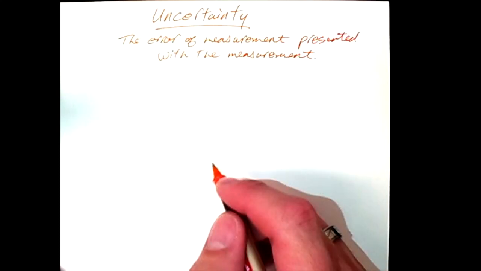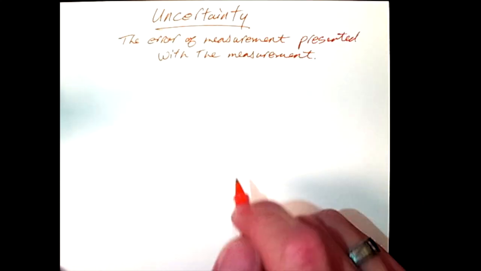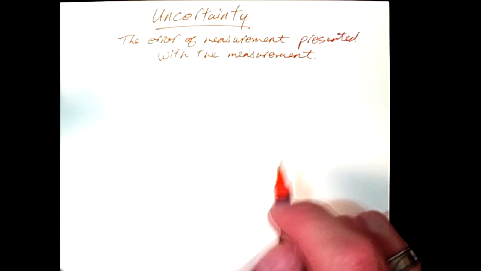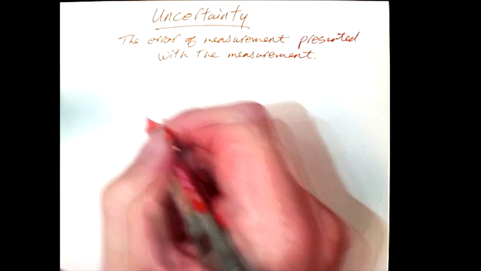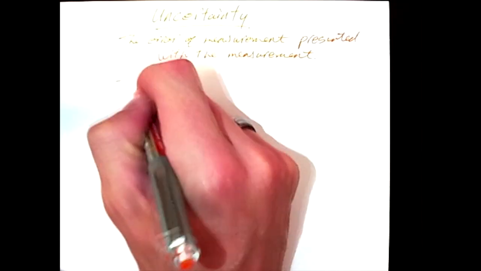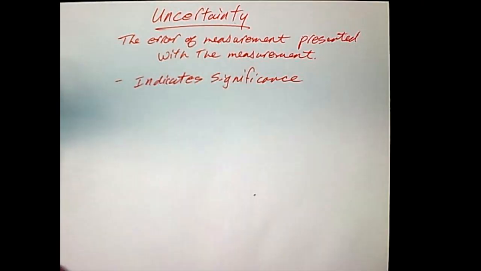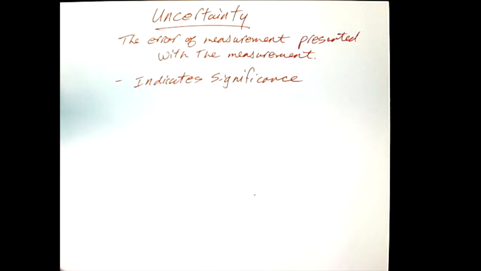One of the fundamental skills addressed in AP Physics is uncertainty. Uncertainty is the error of measurement presented with the measurement. In other words, it indicates significance. Oftentimes, significance is measured directly from the measured value.